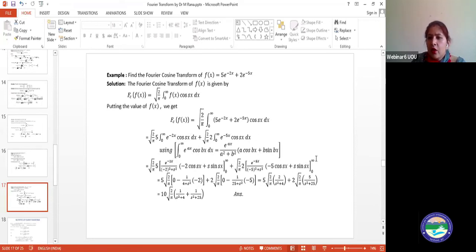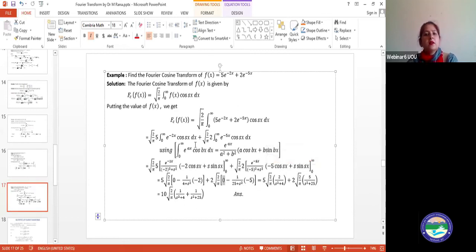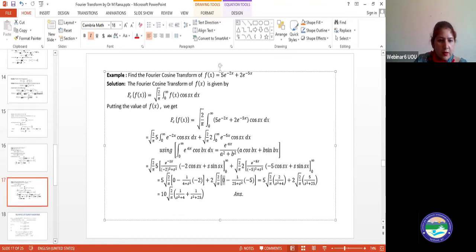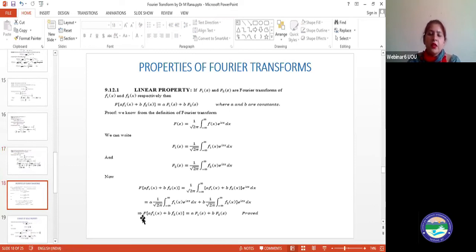And on putting the value of limits from 0 to infinity, for the infinity case, the function will be 0. So for the infinity case, this is 0, again this is 0 for infinity, and you will remain with only the limit 0, where you will get the result. So when you put x as 0, you will get this result. And in this term, when you put x equal to 0, you will get this result. So by solving this, you can get the cosine transform of this function. So you can see that these are very easy if you have remembered the formula or you know the integration properly.